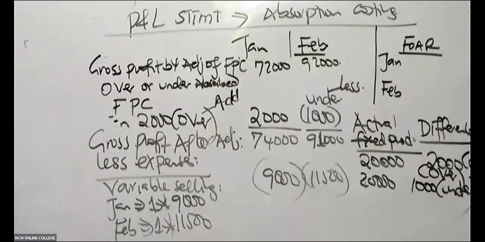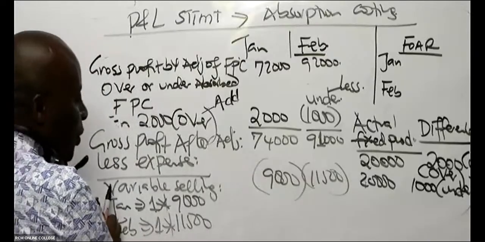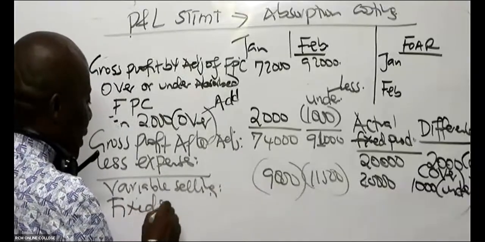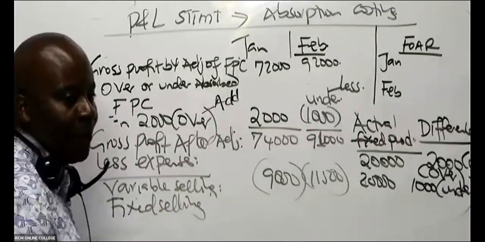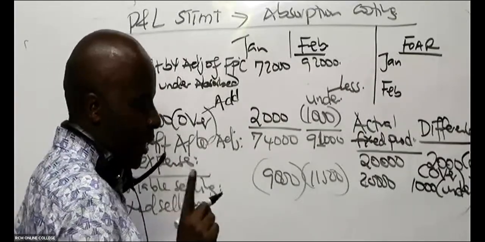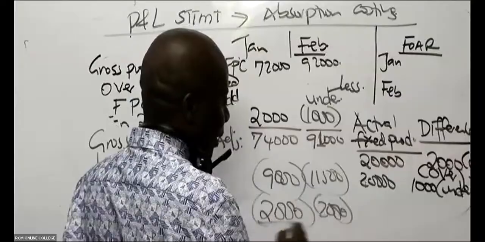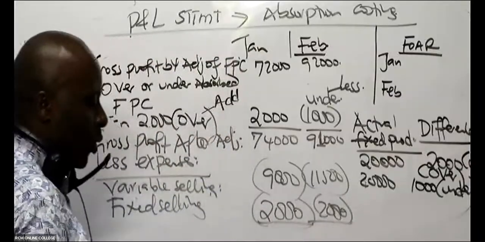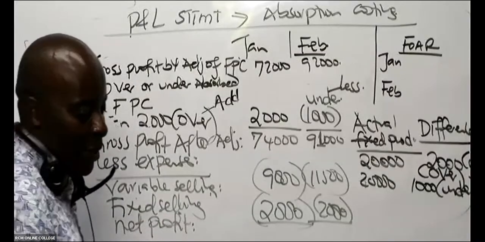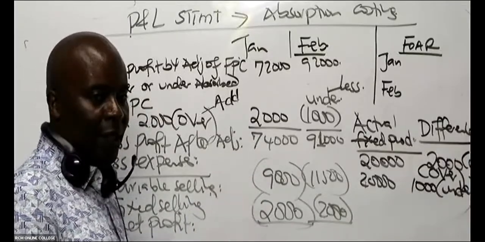Expenses are always subtracted. After that, we have in this case our fixed selling. So come here, we have our fixed selling. So fixed selling is how much? It is 2,000, not 20. So it is 2,000 in January and 2,000 in February, isn't it? You subtract like that. So now you are able to get what you could call net profit. Is that okay? You're able to get net profit. So net profit will be 74,000 minus this, minus this.